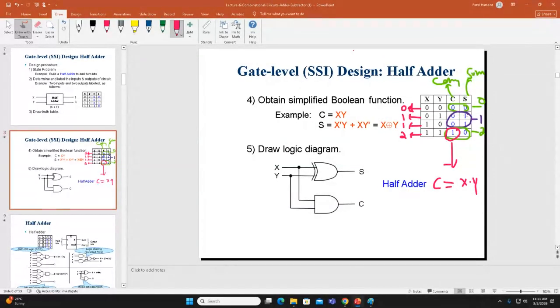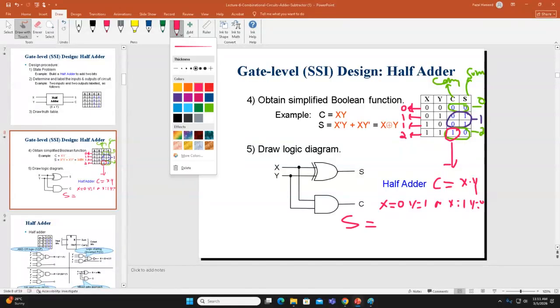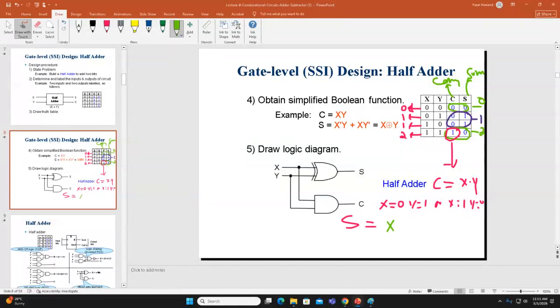Now my sum will be 1 when x is equal to 0 and y is equal to 1, or when x is equal to 1 and y is equal to 0. If we derive the expression, it will be x bar y plus y bar x, or x bar y plus x y bar.